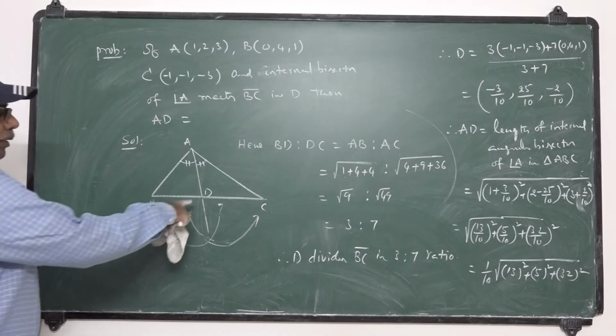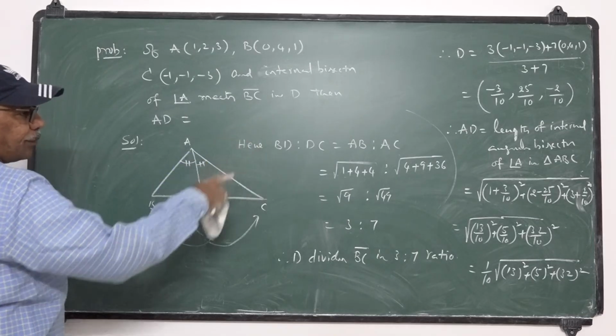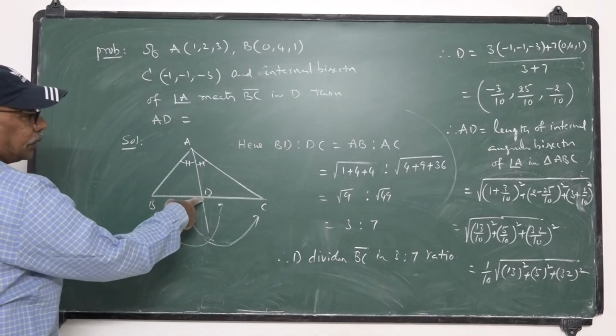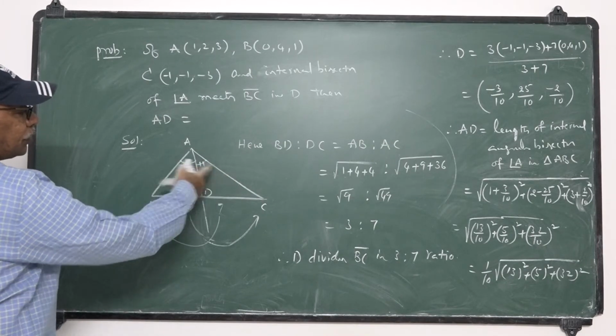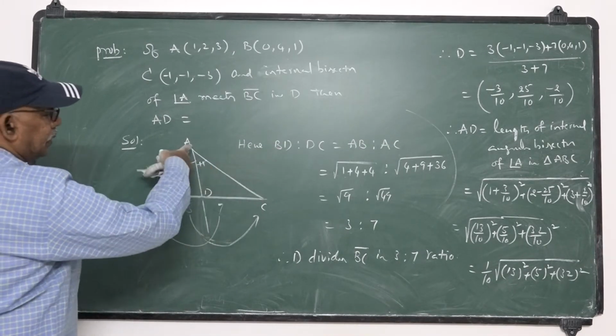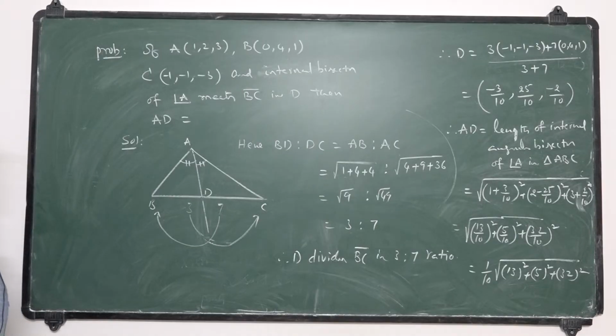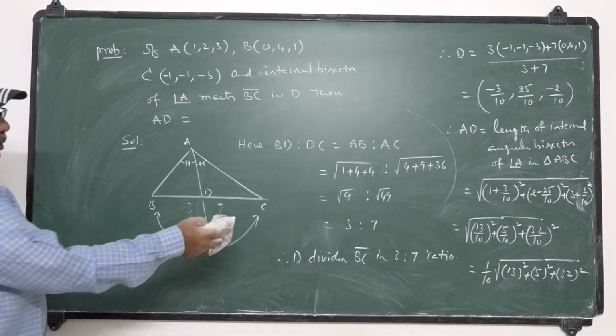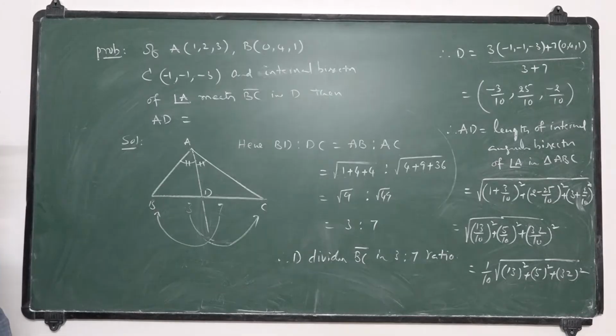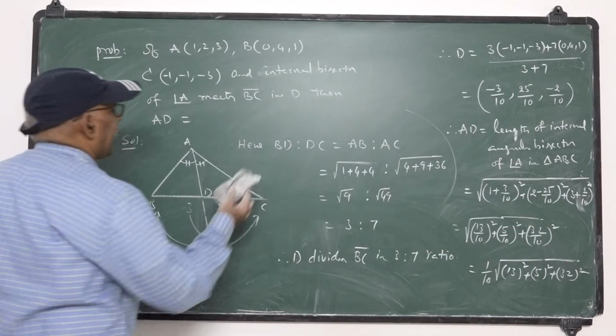At first find this point based on the division formula. Because D divides BC in the ratio of the other two sides, I am finding the lengths of the sides here, AB is to AC. Once you find AB is to AC, you get the ratio in which D divides BC. Based on that ratio, you can find the coordinates of D and then find the length between A and D, which gives us the internal angular bisector length in the triangle.